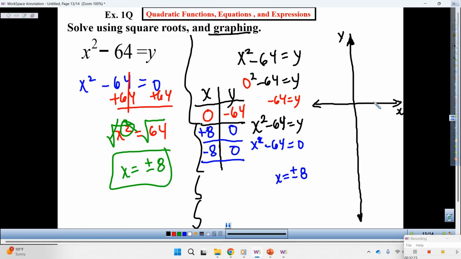All right, show your neighbor your graph really quick. See what you got. Should be done by now.